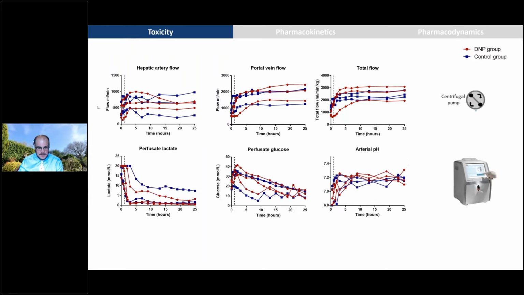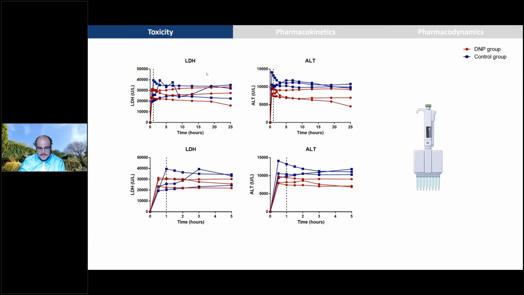And then looking at measures of can they clear lactate or glucose that we measure with a blood gas machine. And we see that each of them was functional in clearing the lactate, and that they had similar profiles for pH and glucose throughout the duration of the perfusion, which was quite promising.